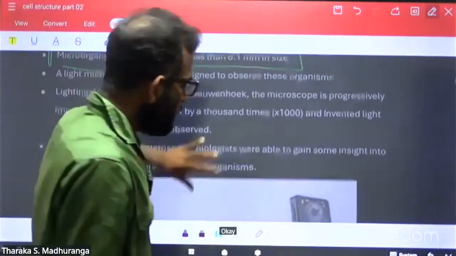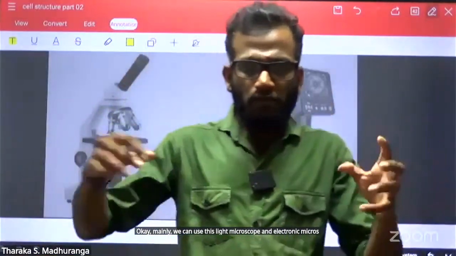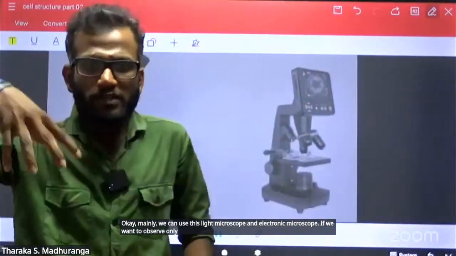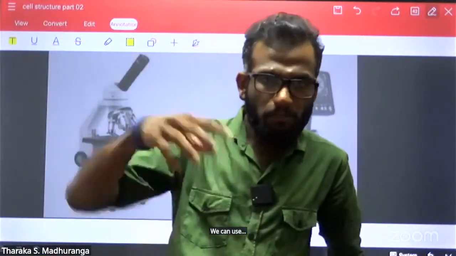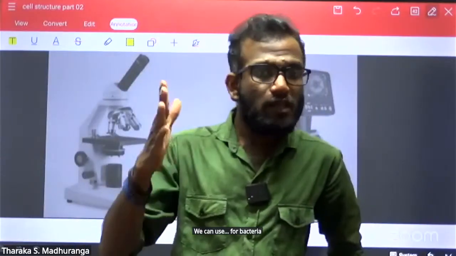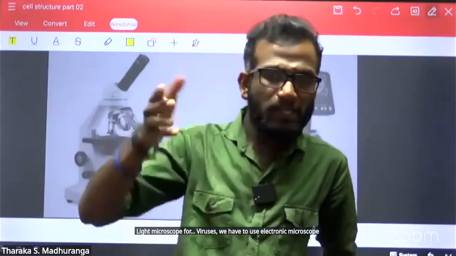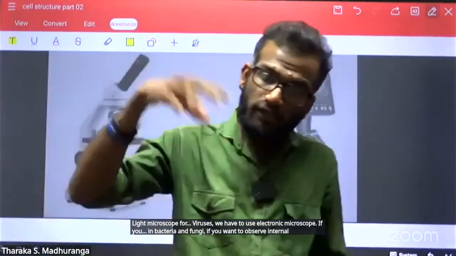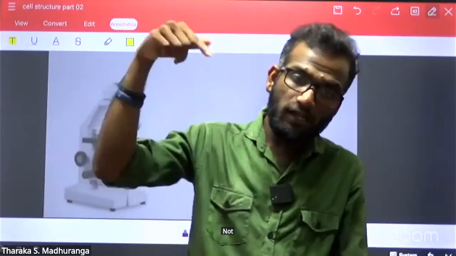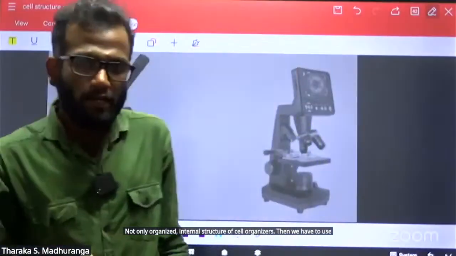Okay, mainly we can use the light microscope and the electron microscope. If we want to observe organisms and their internal organelles, for bacteria and fungi we can use a light microscope. For viruses, we have to use an electron microscope. If you want to observe the internal structure of the cell organelles in bacteria and fungi, then we again have to use an electron microscope.